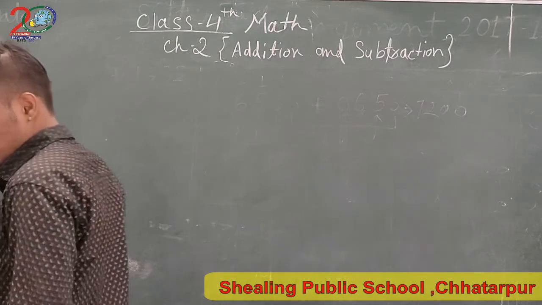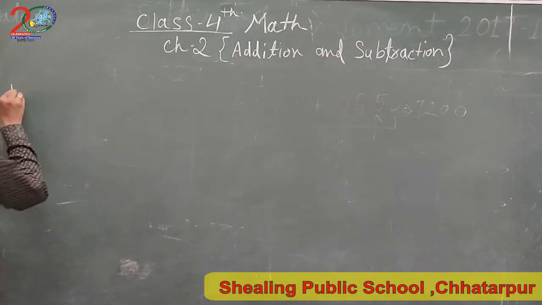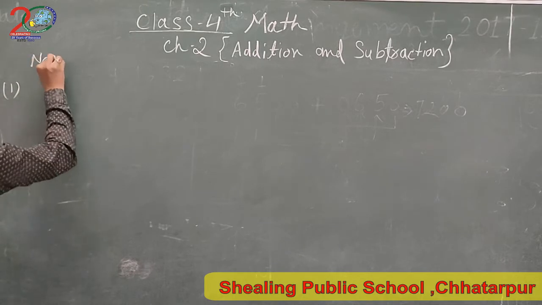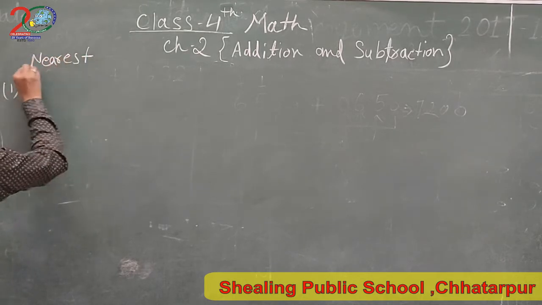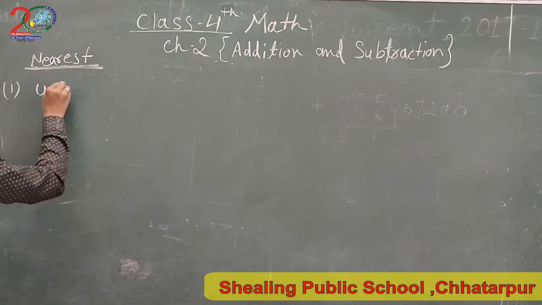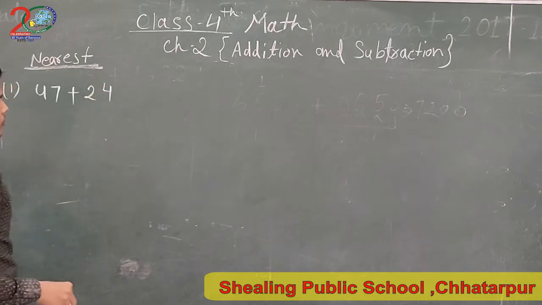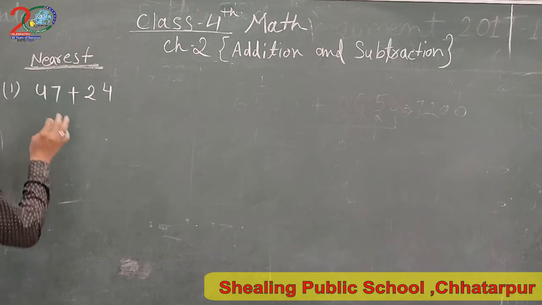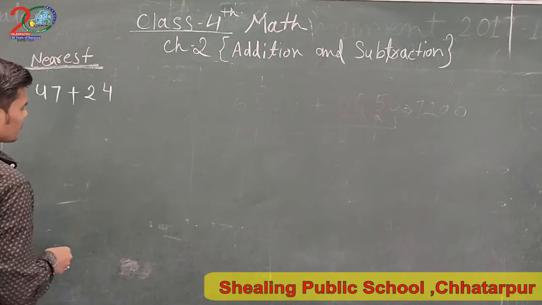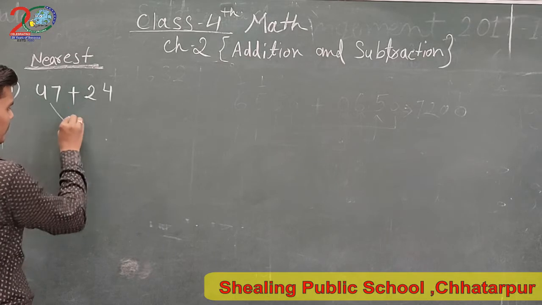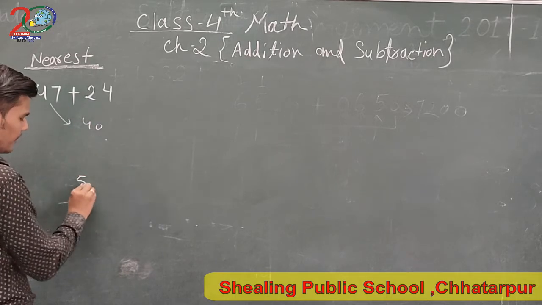So near, like this one question, nearest, like here 47 add by 24. So what's the rounded of 47? What is the rounded of 47? Nearest tens.